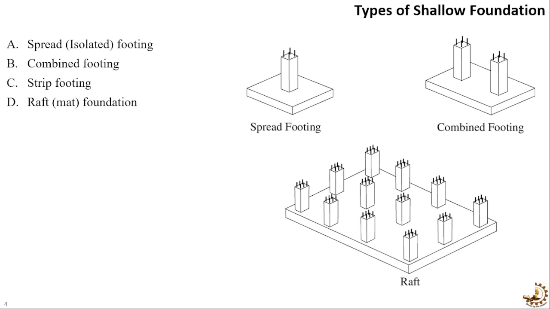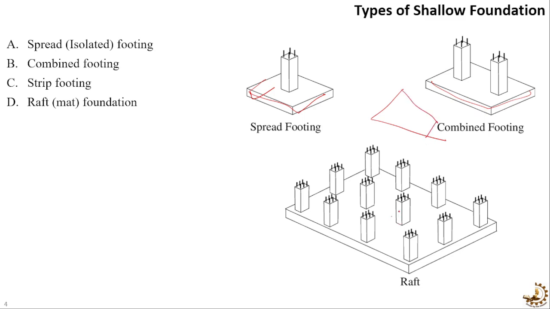Now further, we can classify the shallow foundation in mainly four categories. The spread or isolated footing, in this case a column is resting on a single base. Combined footing, in that case, in a single base we can rest two or more columns, and it is used where we have space restrictions, or where the soil properties vary in the horizontal direction. In such situations, we can use the combined foundation. It may be rectangular, or sometimes it may also be trapezoidal.